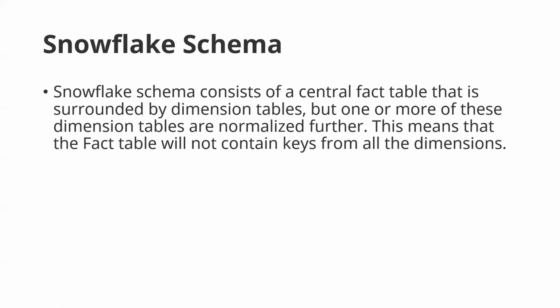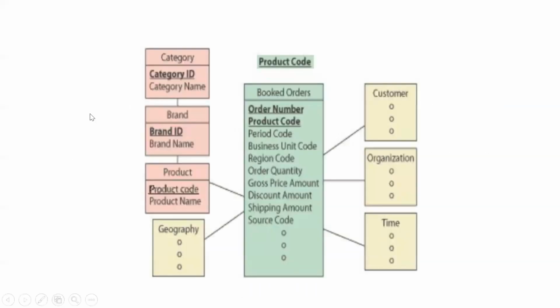In snowflake, the fact table should be the centralized one, but you can see a product dimension is there, geography dimension is there, time, organization, customer dimension is there, but the brand dimension is not joining with the fact table, rather it's joining with the product. So we can say product is not a normalized table. If we already know what a normalized table is, in the product we are splitting the thing again into brand, then in brand we are splitting it again into category. So this is called snowflake schema.